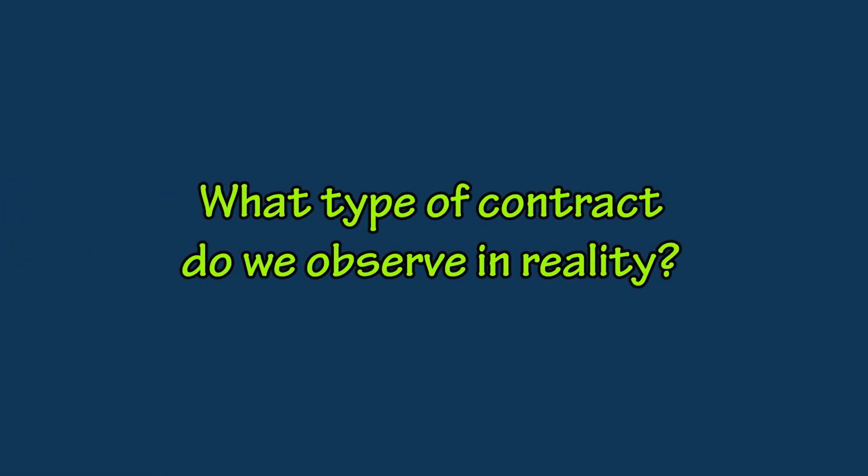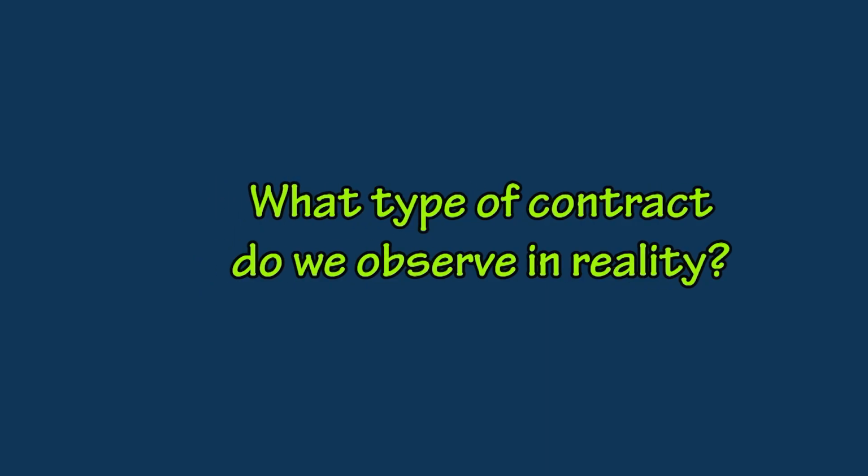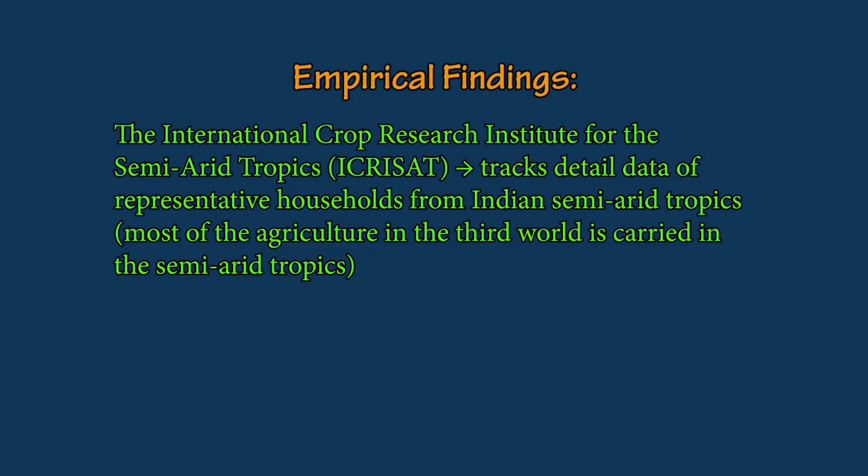So, given this theoretical understanding, let us move to the third question. What type of contract do we observe in reality? Now, if we try to observe the relative importance of different types of land contracts in reality, let us at first start with India. The International Crop Research Institute from the semi-arid tropics, which is commonly known as ICRISAT, tracks detailed data of representative households from Indian semi-arid tropics. The term semi-arid tropic is quite important in this context because most of the agriculture in the third world is carried in the semi-arid tropics.